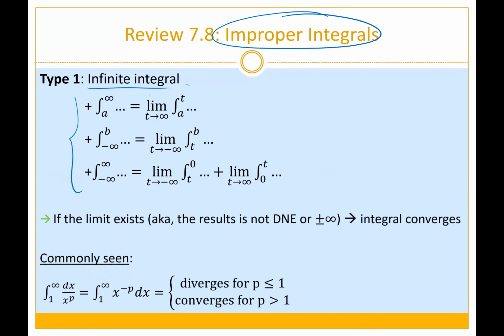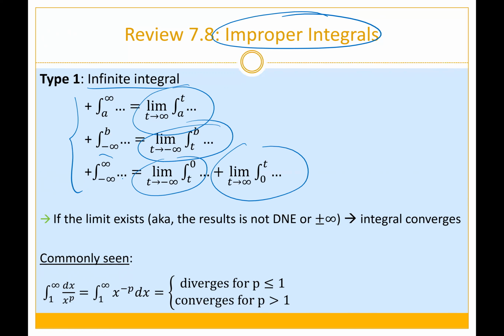And these are going to be the way that you're going to do it. So the first step is to rewrite the integral. If you have the integral from a to infinity, you're going to rewrite it as the limit of t approaching infinity of the integral from a to t. And a similar thing for the second type.